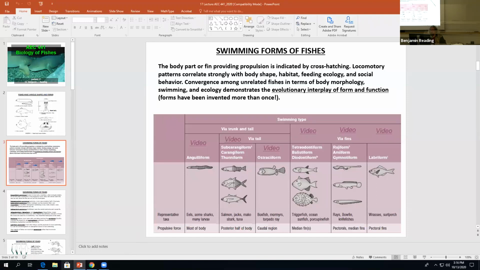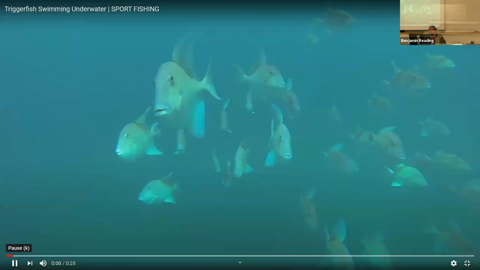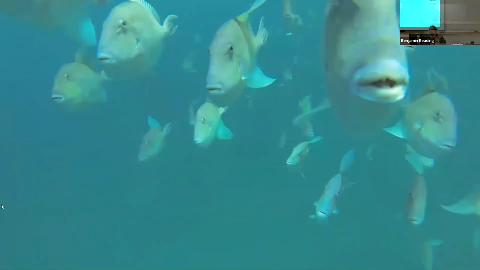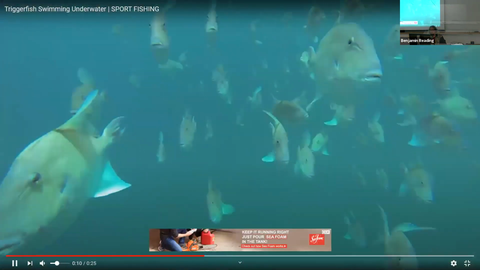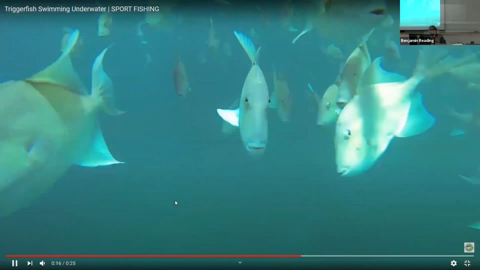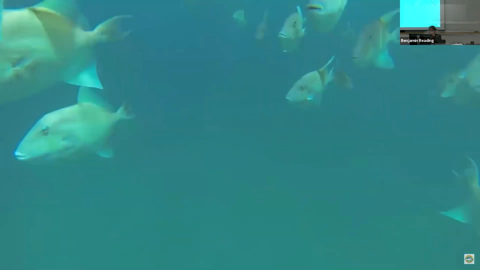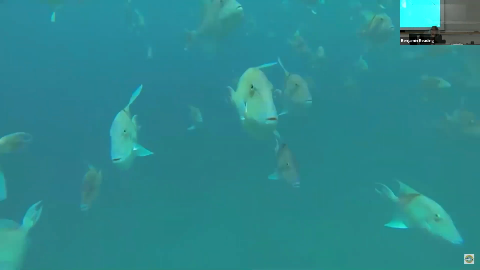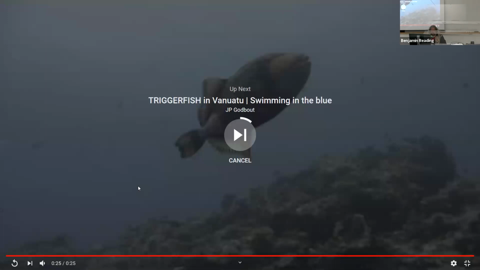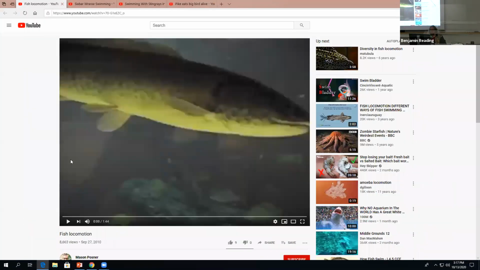So here's a triggerfish swimming. And note that really you're looking at the dorsal fin and the anal fin moving. And notice there's not a whole lot of caudal fin movement. They use the caudal fin a little bit to steer along with their pectoral fins, but most of that forward locomotion is generated by the sculling activity of the dorsal and the anal fins. So kind of cool, different parts of the body.